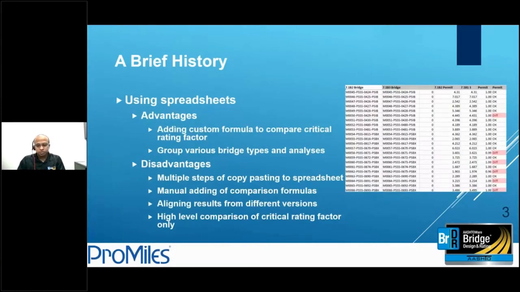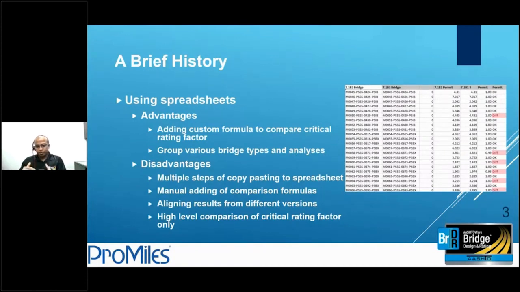We'll talk about the drawbacks of using spreadsheets. The advantage, like I said, is that you can add your custom formulas, compare the critical rating factor using custom formulas, and add tabs to organize your data. But the basic disadvantage was that you have to do multiple copy-pasting steps. You copy from 6.8.4, copy from 7.0, put them in the same tab or separate tabs of the Excel spreadsheet, and then create another worksheet where you compare the two rating factors from different versions.